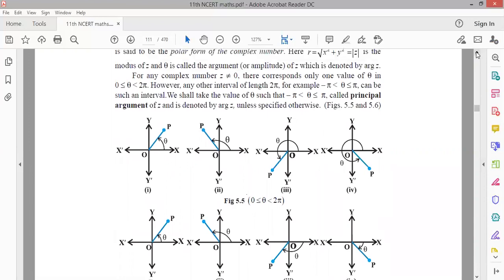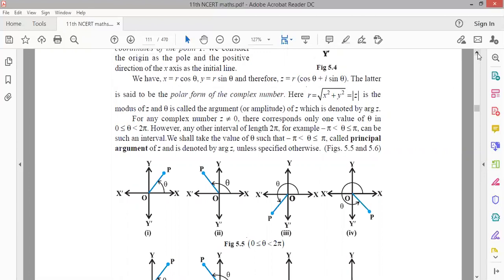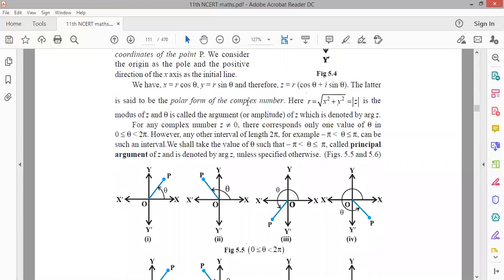The angle described by this modulus of the complex number, that is here, you see this theta is called the argument. Okay, that is the angle described by the modulus of the complex number.